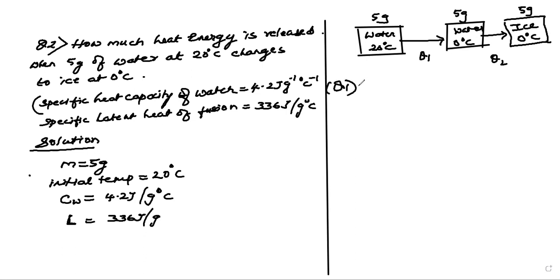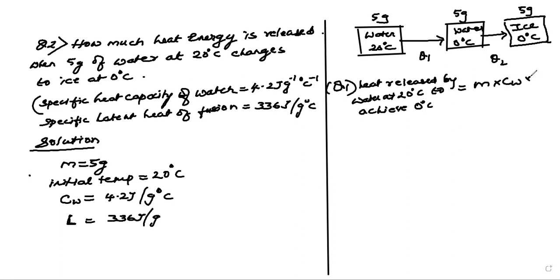So I'll just say Q1 is what? Q1, heat released by water at 20 degrees Celsius to achieve 0 degrees Celsius is equal to M into C of water into delta T.